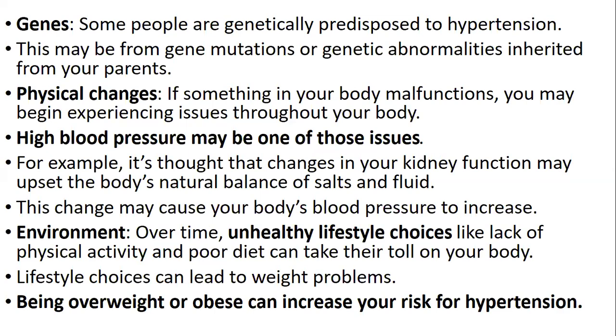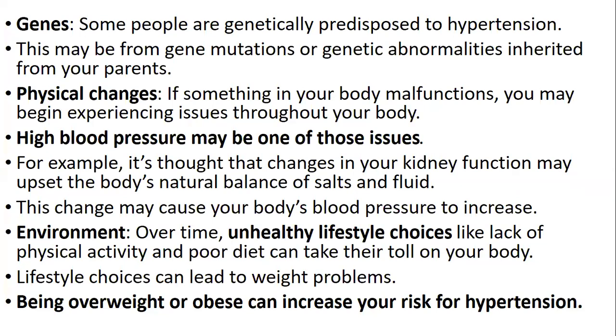Number one, the genes. It runs in genes. They don't know why it is happening, but they just find that gradually this person has been having high blood pressure slowly developing. When they check, they find that it is actually running in the family. Physical changes.